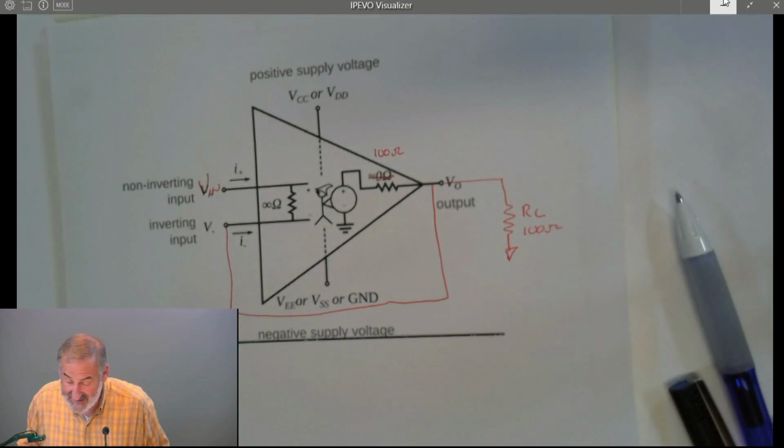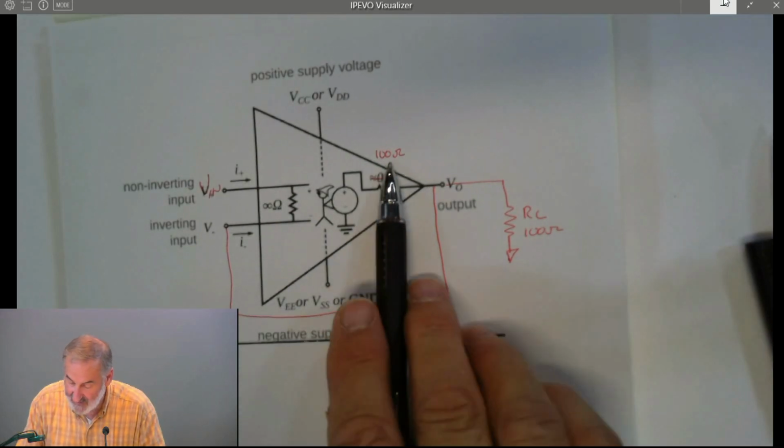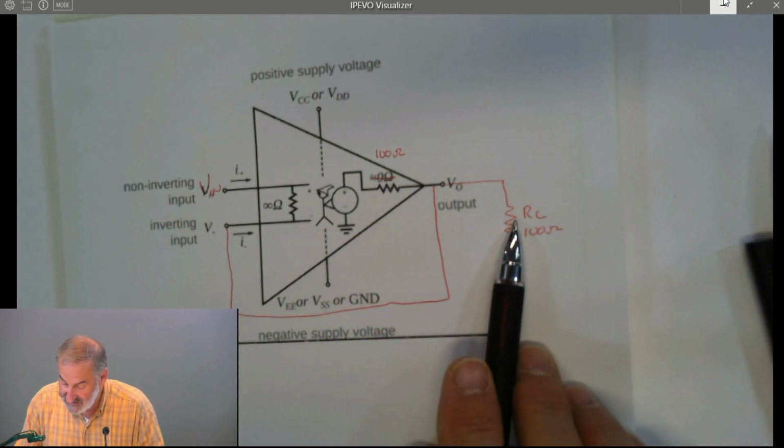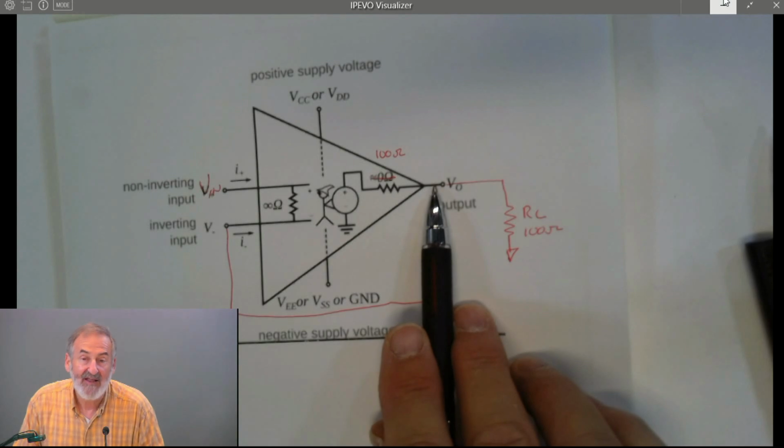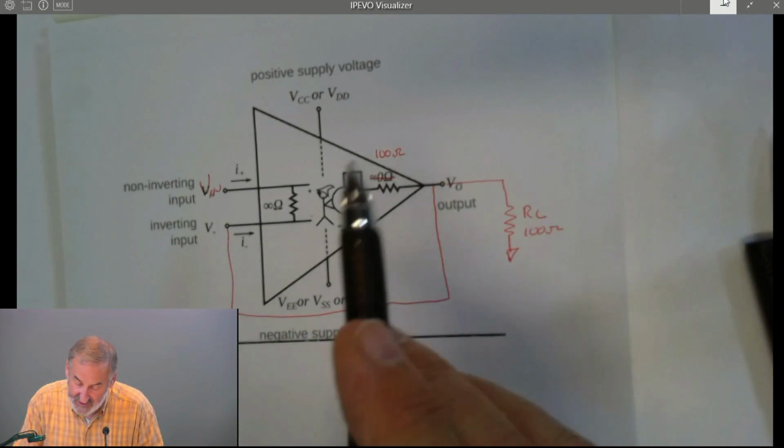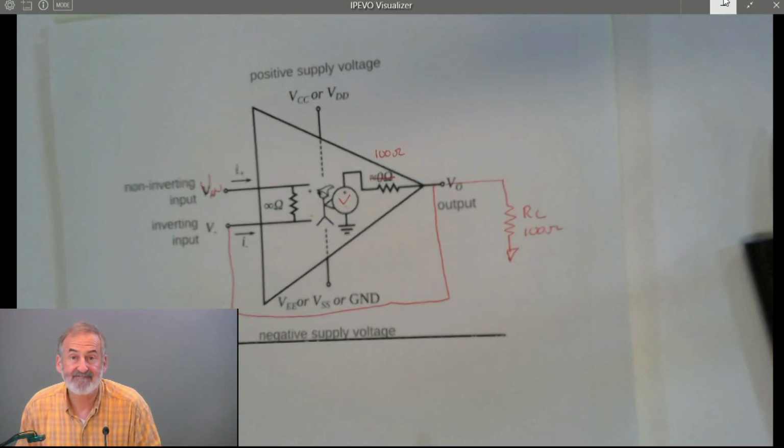Now, your first instinct might say, well, we got 100 ohms here. We have 100 ohms here. We're going to get half the voltage there. That's true, but the half the voltage of what? Well, half the voltage of this internal voltage source.